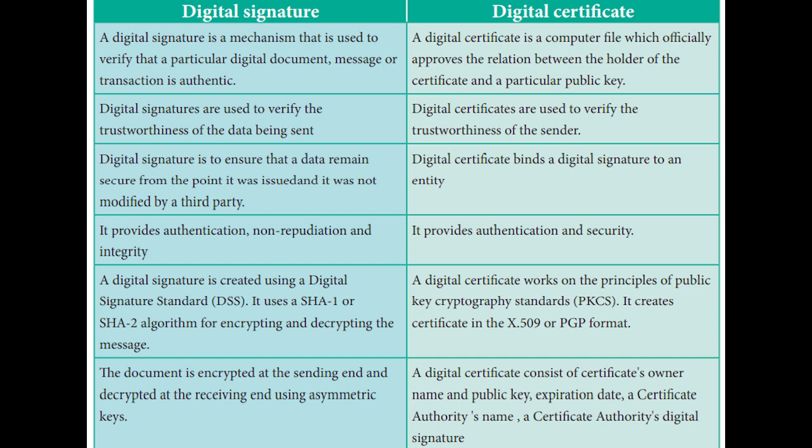Digital signature is created by using a digital signature standard, that is DSS. This uses a SHA-1 or SHA-2 algorithm for the process of encryption and decryption of a particular message, right? This DSS, digital signature standard, only creates the digital signature. This uses SHA-1 or SHA-2 algorithm for the process of encryption and decryption of the message, right?